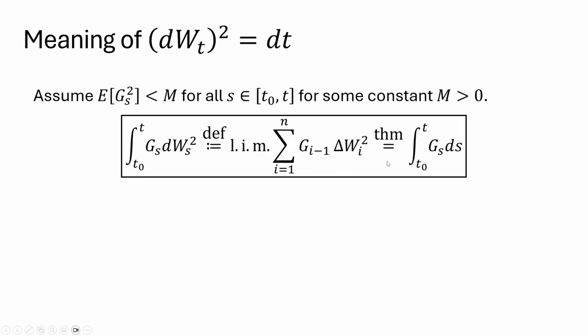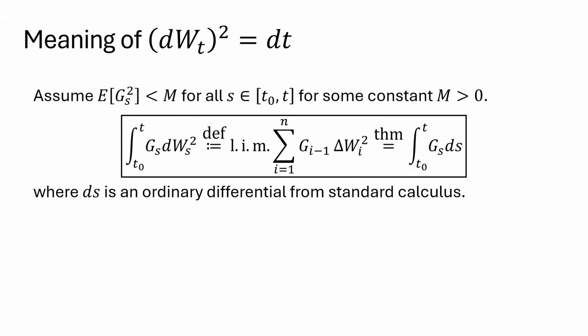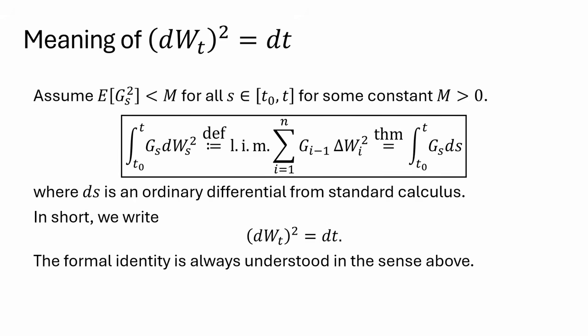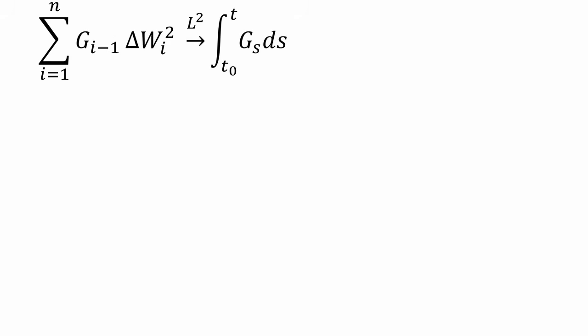And the theorem part of this formula says this mean square limit equals the integral from t0 to t of g(s) ds, where ds is an ordinary differential from standard calculus. And in short, by comparing the first and final expression, we write (dW_t) squared equals dt. And this formal identity is always understood in the sense above. Let's look at the proof.